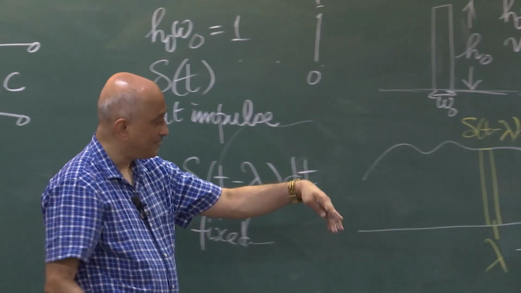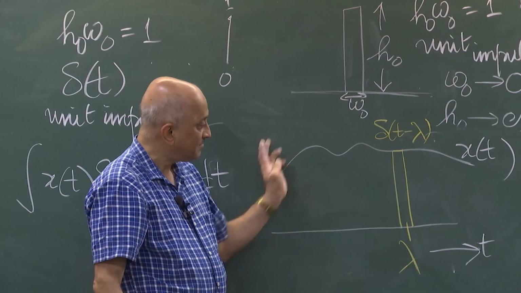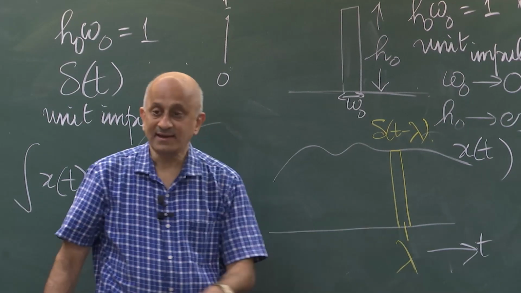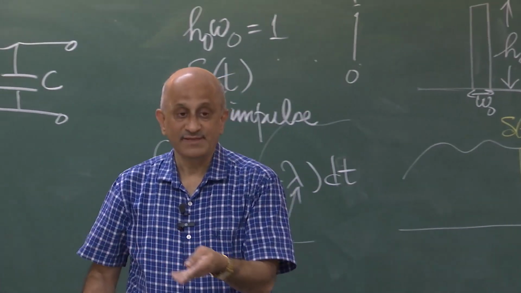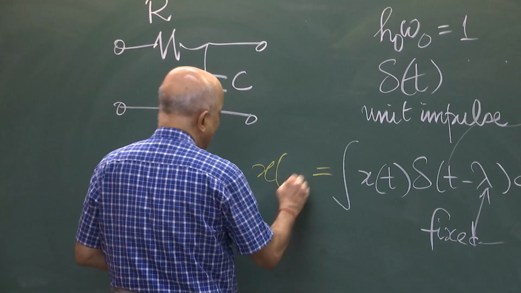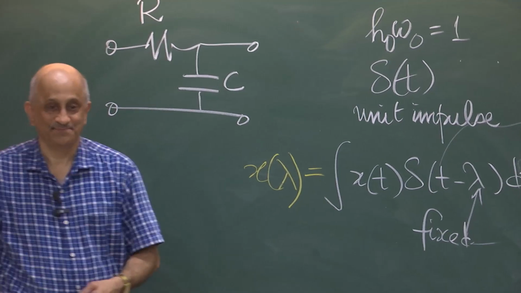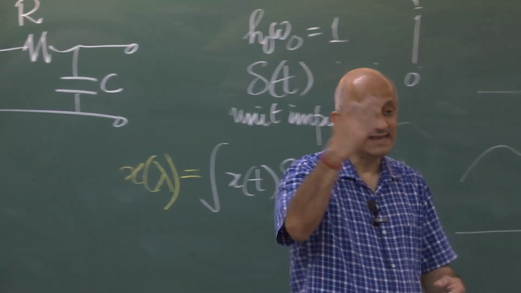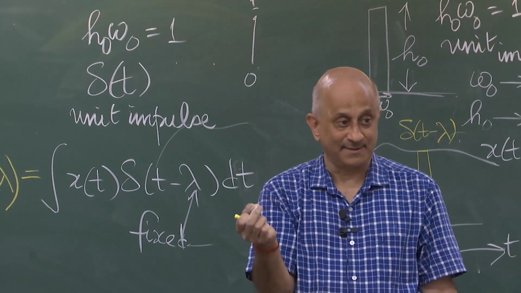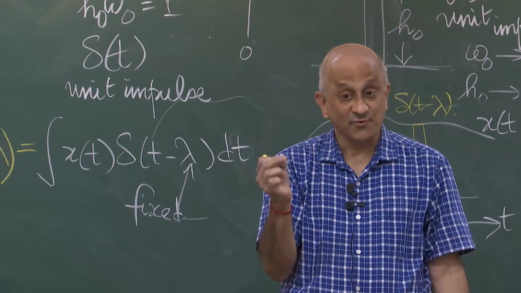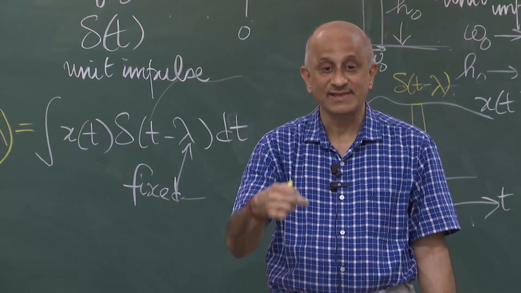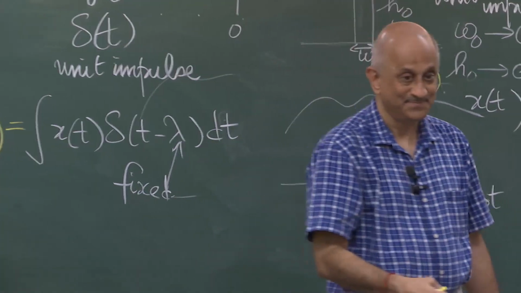Now, you can visualize what happens. When you multiply this white function by the yellow function and you integrate it, what does it do? It simply picks up the value of x of t at the point lambda, because the area is 1. Unit area is multiplied by the value of the function at the point t equal to lambda, isn't it? Of course, for that, the function needs to be continuous at the point t equal to lambda.